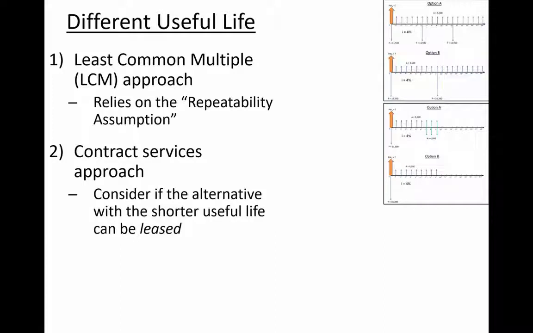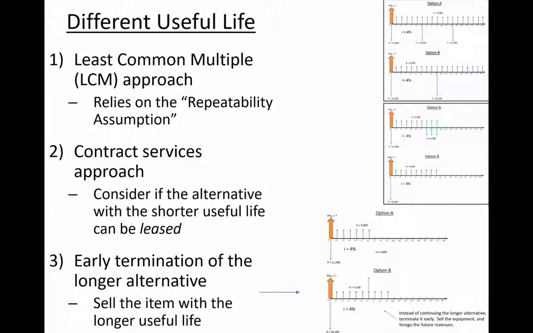Contract services approach is where you are lengthening the shorter of the two alternatives by renting the equipment after it wears out for the shorter. And then early termination is where the longer of the two options is truncated by selling it early. So using the market value of the equipment, instead of taking the revenue for the last few years, you would just take a lump sum payment equivalent to the salvage value or market value of the equipment. So each of these was discussed in detail in our prior lectures.